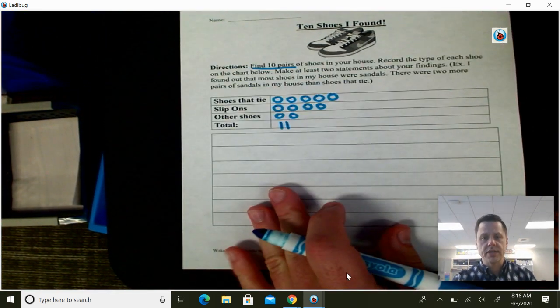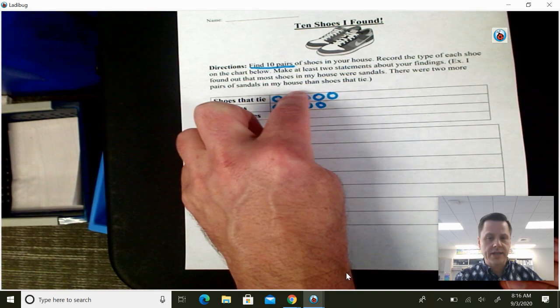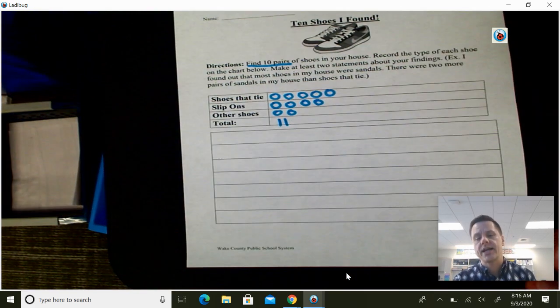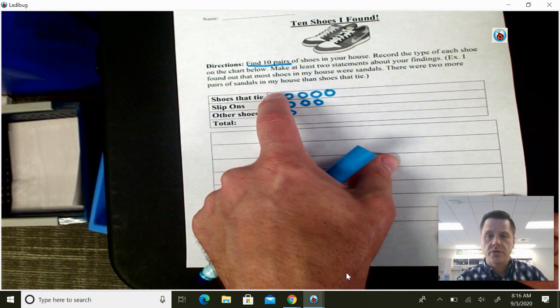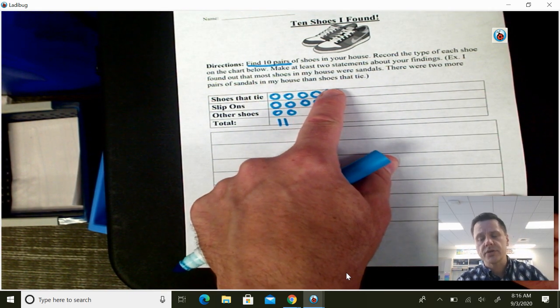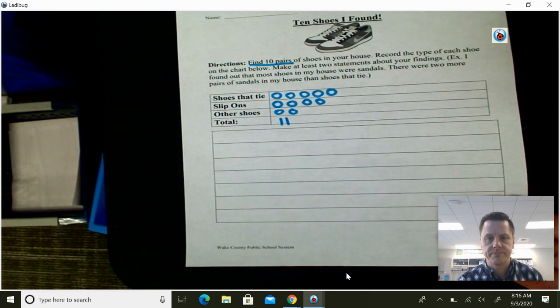Now I hope you noticed that when I was counting, I pointed and touched to each one to make sure I counted accurately. That would be a really good thing for you to do too. Use your finger and point as you count so you're sure you get every single one.